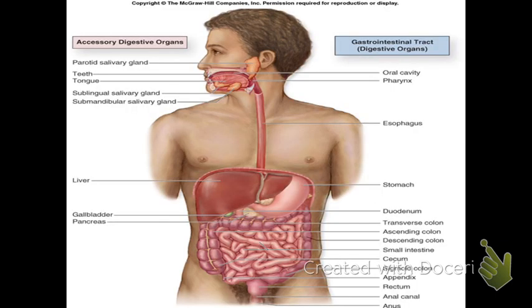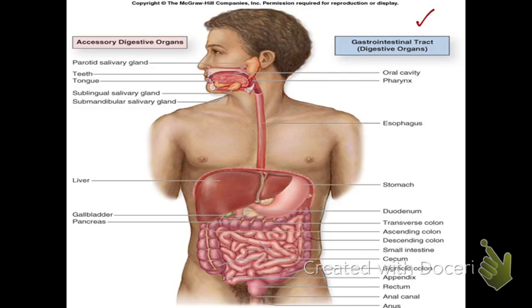Aliment, recall from our vocabulary, refers to nutrition. So this is the nutrient canal. Let's take a look at these organs. This diagram is broken into two halves. We have the digestive organs on the right. So this would be the path that food would take through your body.